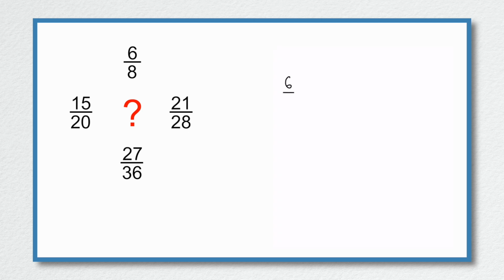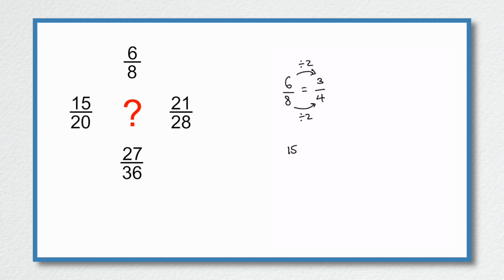I'll begin with 6/8. Now, I know that 6 and 8 are divisible by 2, they're both even numbers. So if I divide the top and bottom of 6/8 by 2, I end up with 3/4, because 6 divided by 2 is equal to 3, and 8 divided by 2 is equal to 4.